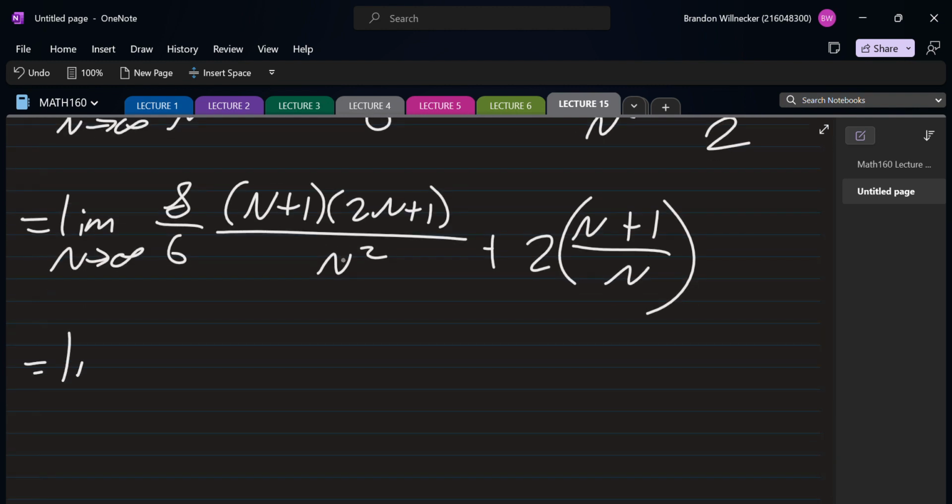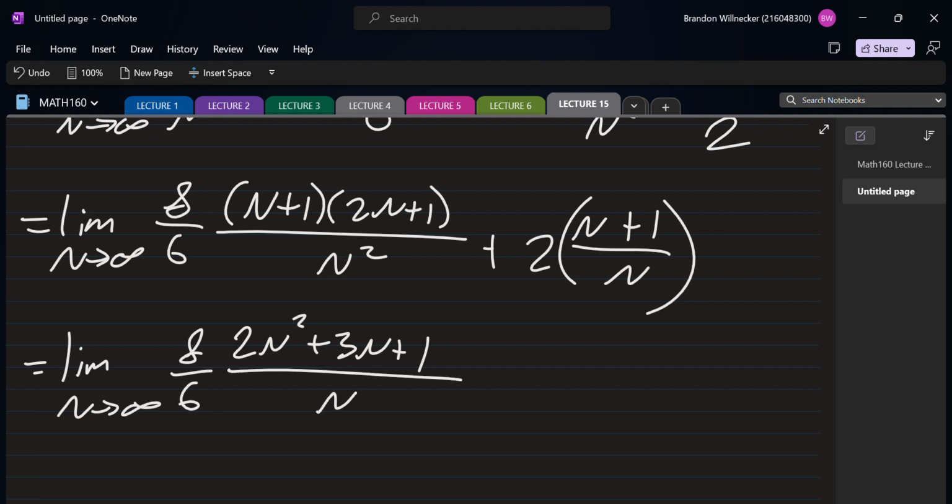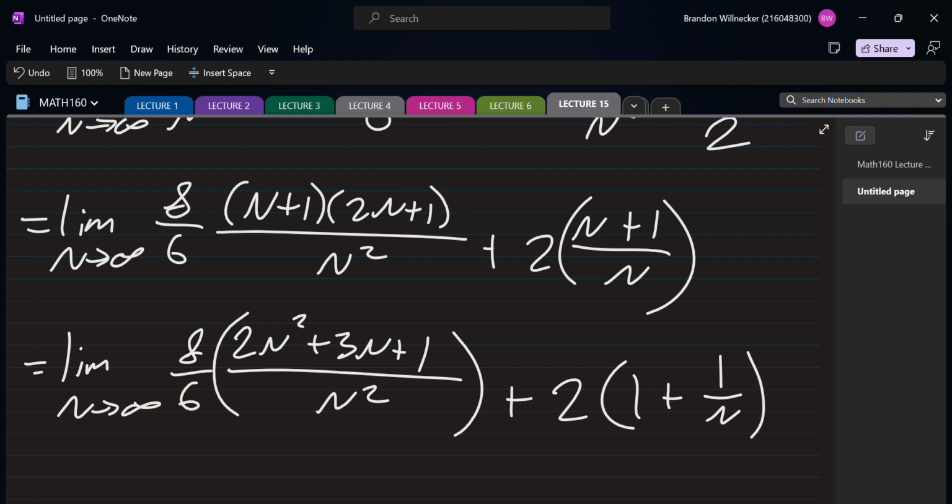Okay, so now we have the limits as n goes to infinity, 8 over 6, and now I saved this top one for this line, so expanding this out, we're going to get 2n squared plus 3n plus 1, all over n squared. Plus 2, here we can already simplify a bit more, n over n, that's going to be a 1, 1 over n, that's just 1 over n.